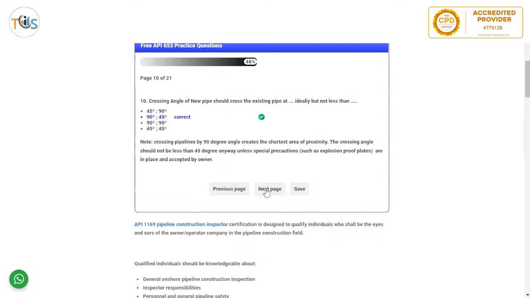I brought notes here so you can understand why the question is right and the one is wrong.